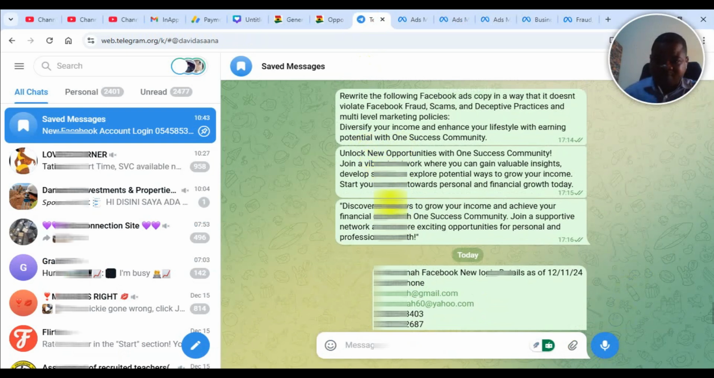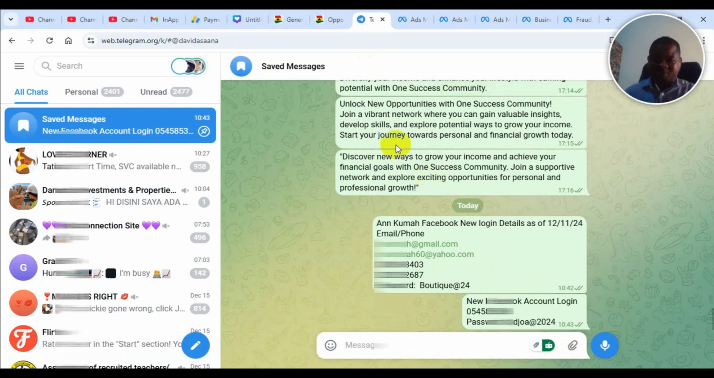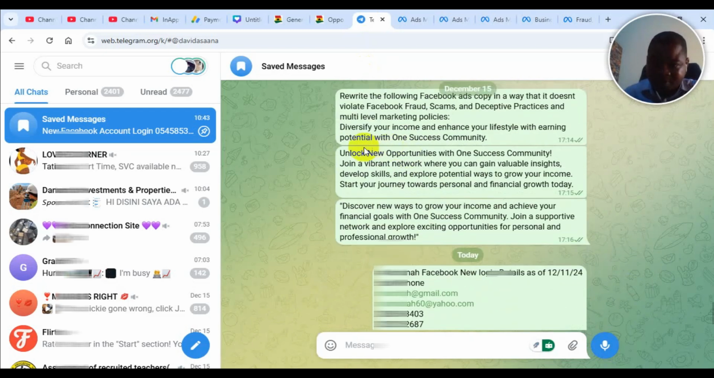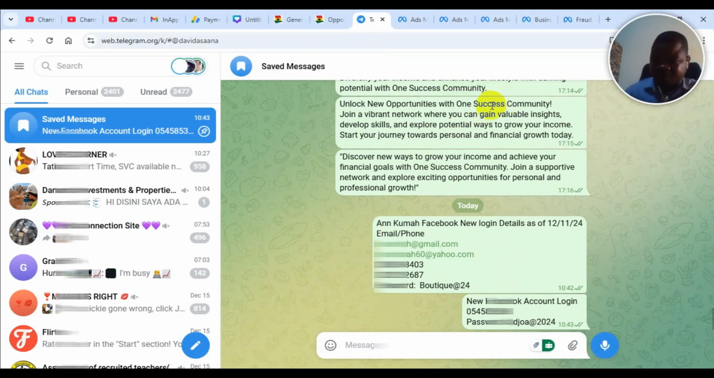So instead of telling them that you will help them invest and make money or make profit, you can, for example, use something like discover new ways. Let me show this one. Unlock new opportunities. So for example, with One Success Community, join a vibrant network where you can gain valuable insight, develop skills, and explore potential ways to grow your income. Start your journey towards personal and financial growth today. So I took time to write something like this, and it was also approved.